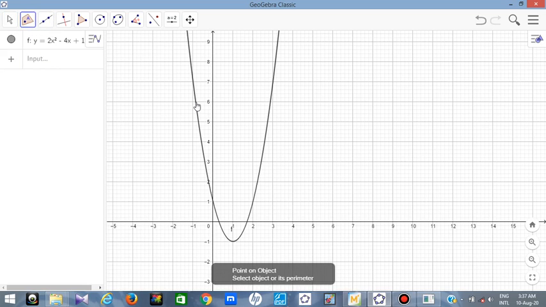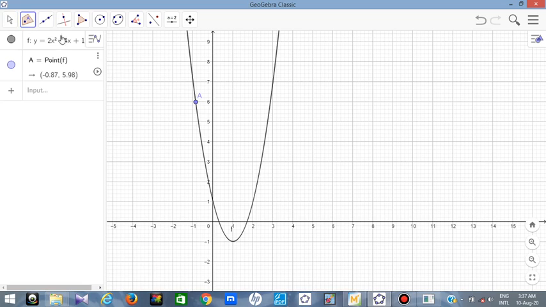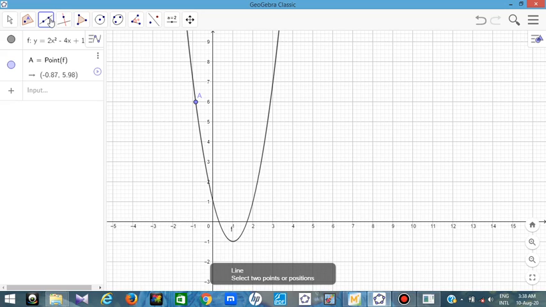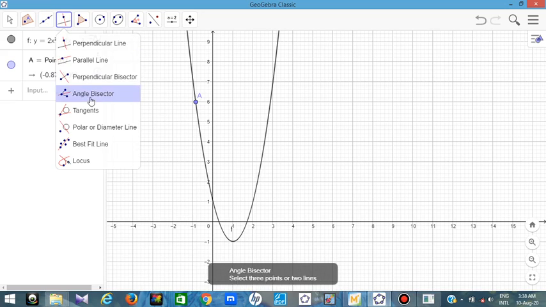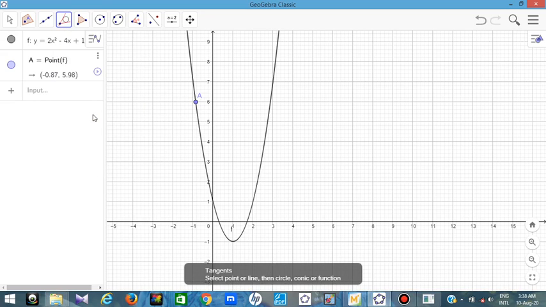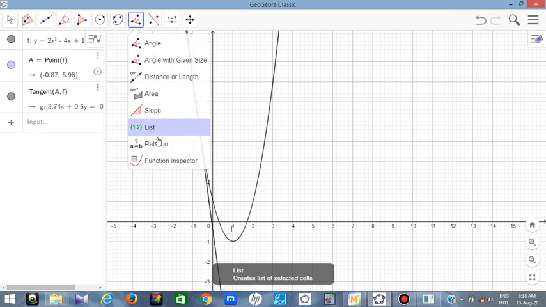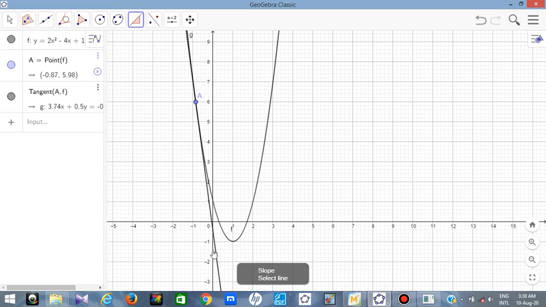So if I create a point on this curve, let me create a line on it. Let me use a tangent. To get the gradient on this line, we need a tangent. So we need a tangent on this. Let's take this as a tangent. Then let's get the gradient of that line. The gradient, which is the slope, is the same thing as, so this is the gradient now.